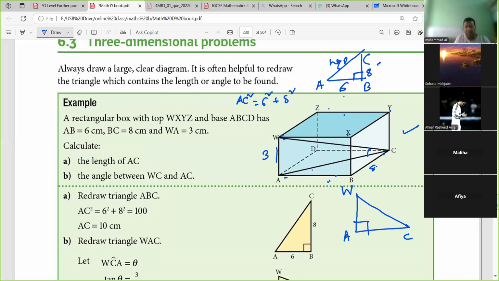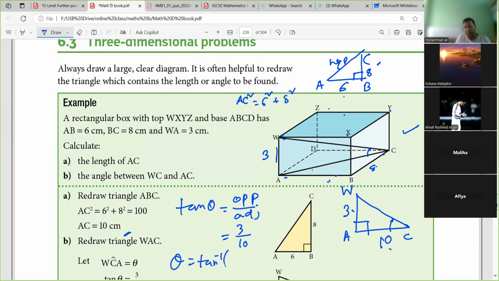WA is here 3, AC we get here 10. So opposite by adjacent, that is tan theta. We have to use tan theta. Tan theta equals opposite by adjacent. Opposite equals 3, adjacent is 10. So theta equals tan inverse 3 by 10.